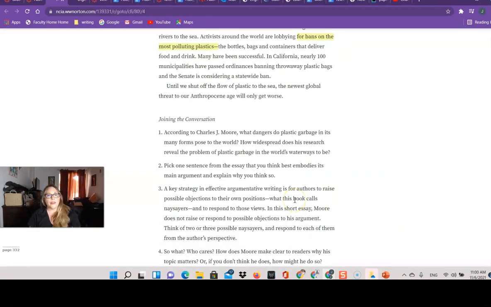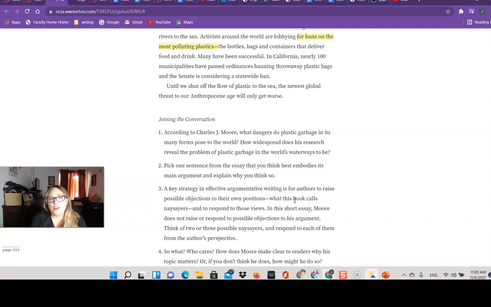I'm just going to very quickly, if you're done with this, you can move on, but I kind of wanted to just look at some of these. We already have the answers in your text, but according to Charles J. Moore, what dangers do plastic garbage in its many forms pose to the world? How widespread does research reveal the problem of plastic garbage in the world's waterways to be? Right, and he gives very specific numbers here, but we know that this is a gigantic problem, right, that not only affects humans or fish, it affects everyone, right? It's in the entire food chain. It's clogging our entire oceans. It's going to affect all of those things. And that would be an answer that you want to think about.